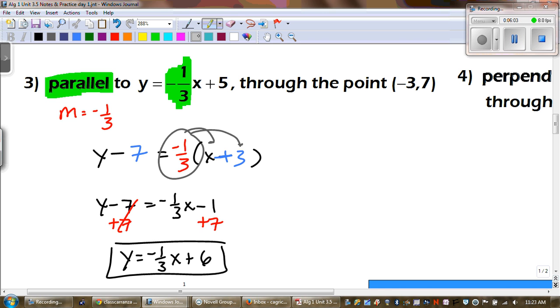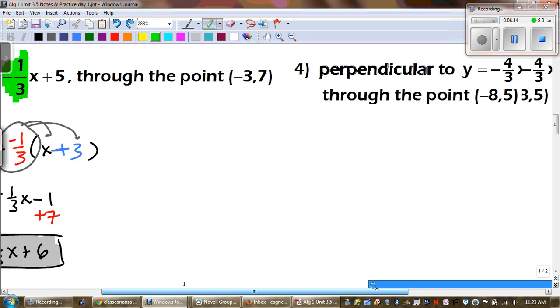Now, they want a line parallel. If it's parallel, it means it's going to have the same slope. So, are the slopes still the same? Yeah. So they're going to be parallel.